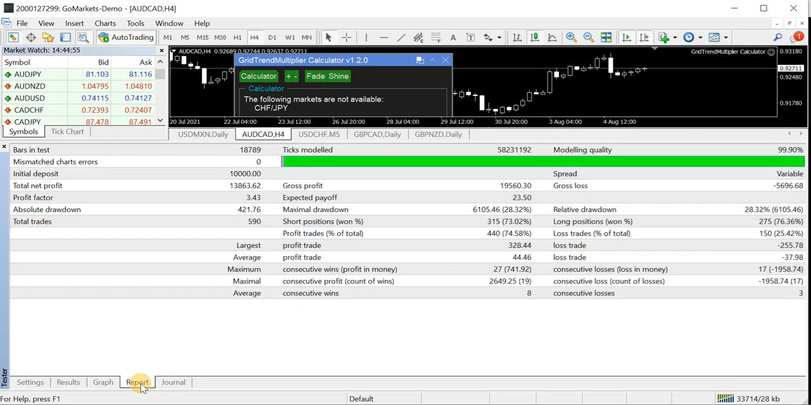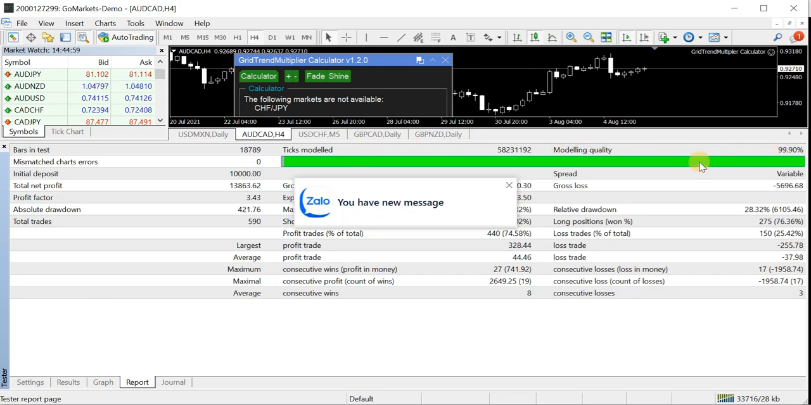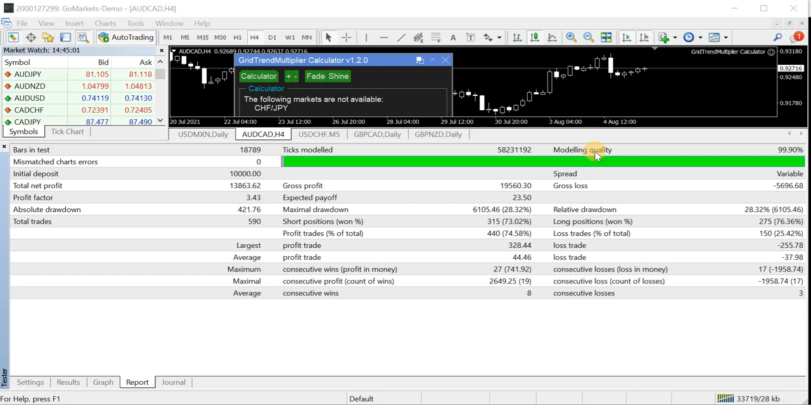So we can go to the report and have a look at it. Modeling quality. See this here? 99.90%. So that's good. No chart errors. That's good. That's what you'll want.